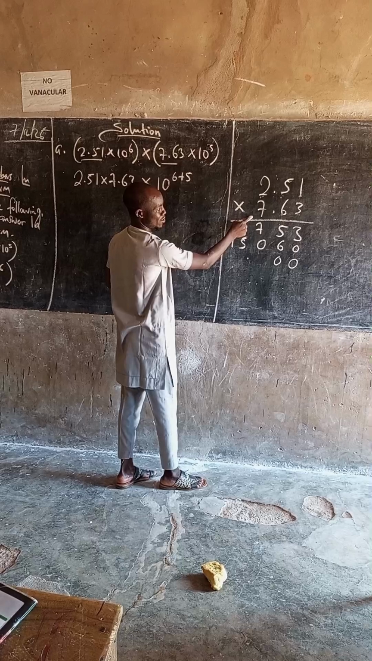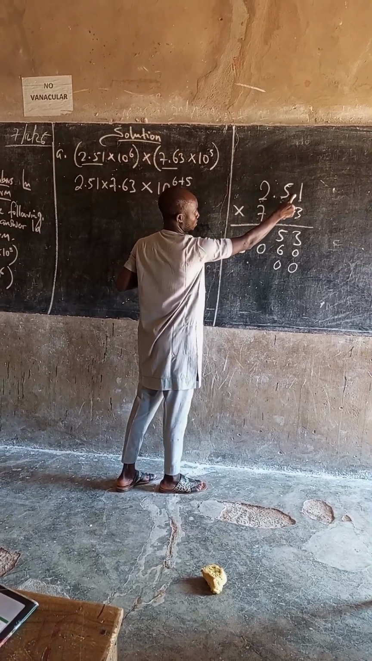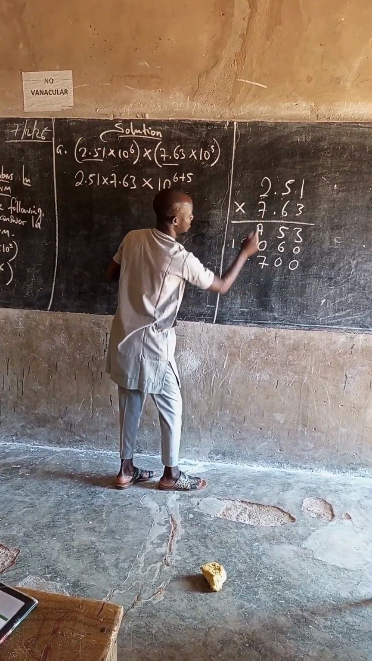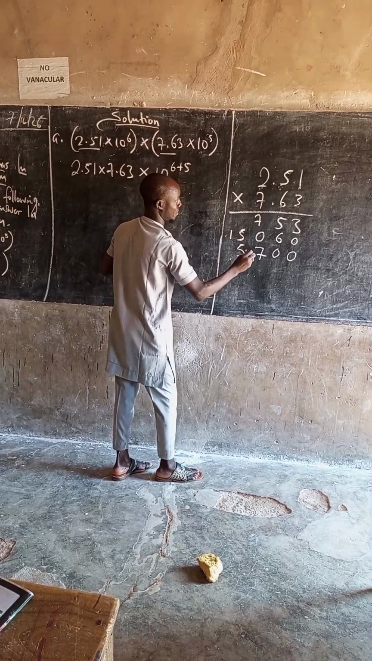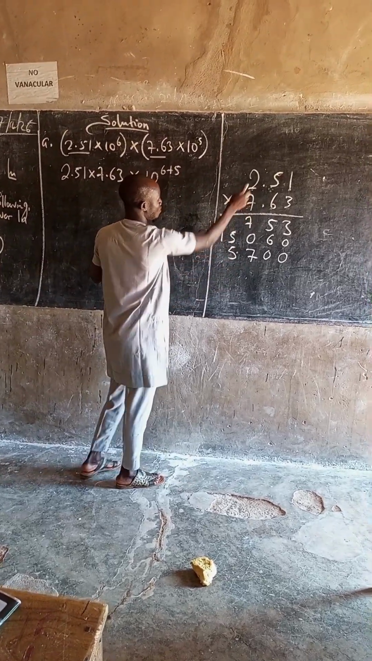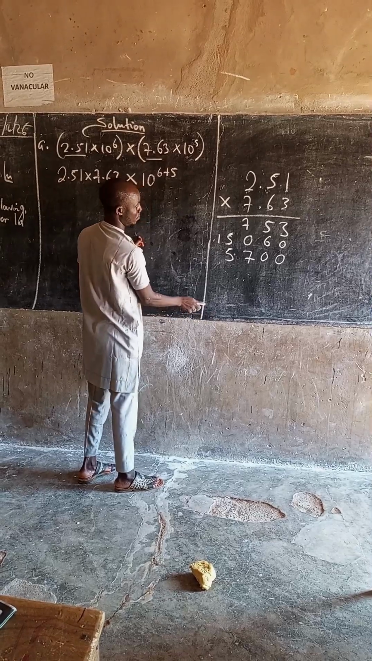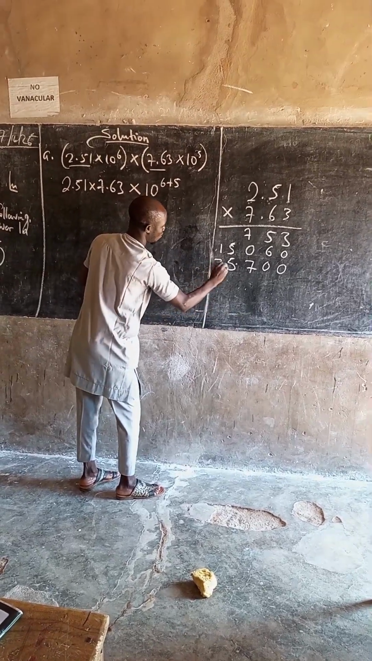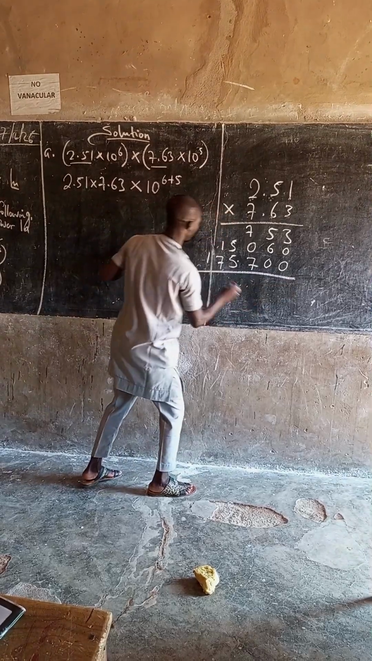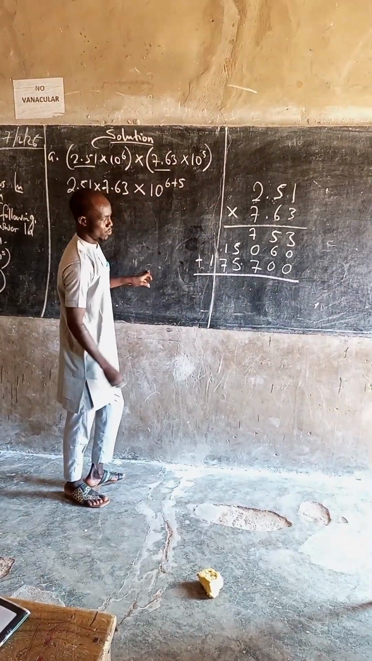We come down to the next number now. 7 times 1 will give us 7. You place it under this. 7 times 5, 35. We write 5 and carry 3, right? And 7 times 2 will give us 14 plus 3, 17. So we write everything here. Now after you are done, you come and add everything together.